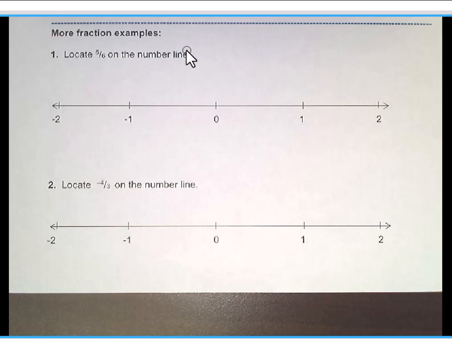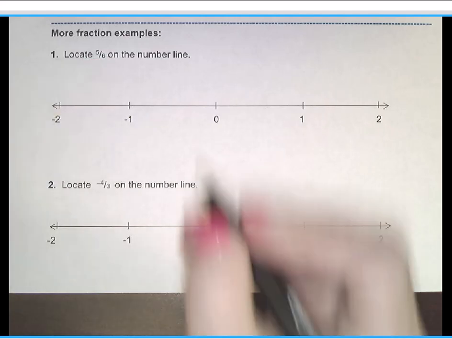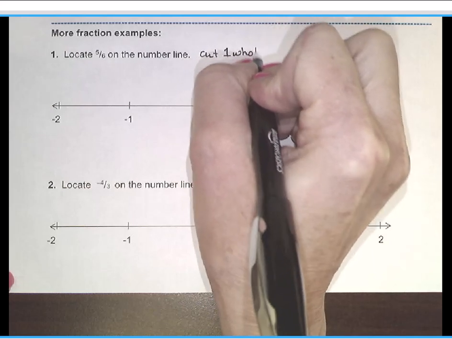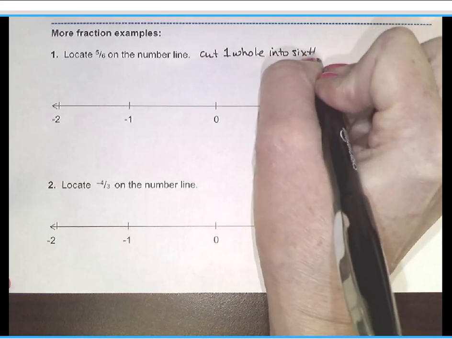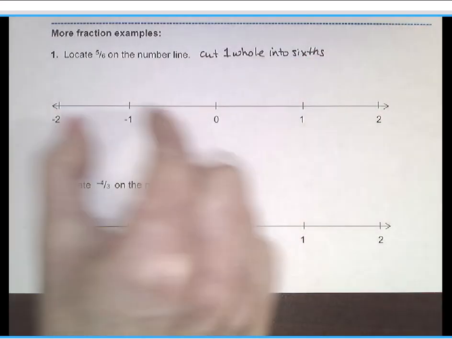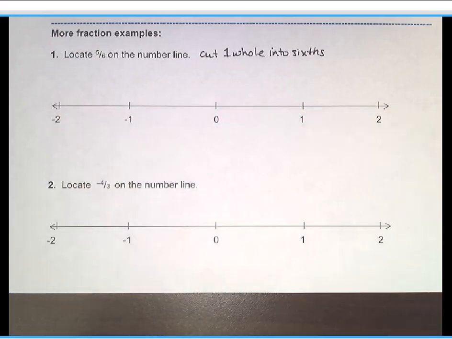Now we're going to do some more examples with fractions. The first one says locate 5/6 on the number line. Because the denominator is 6, we're going to cut one whole into sixths. So on the entire number line, you would take each one of these wholes that are worth 1, and you would cut them all into 6 pieces.